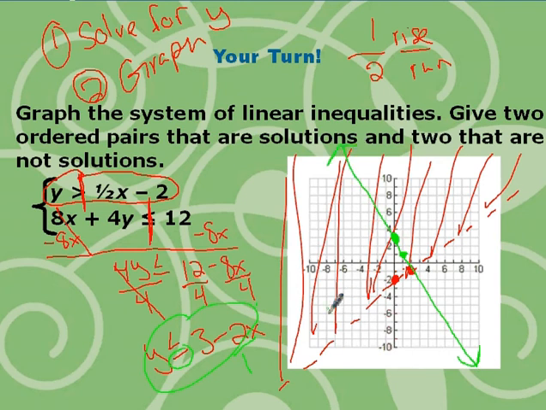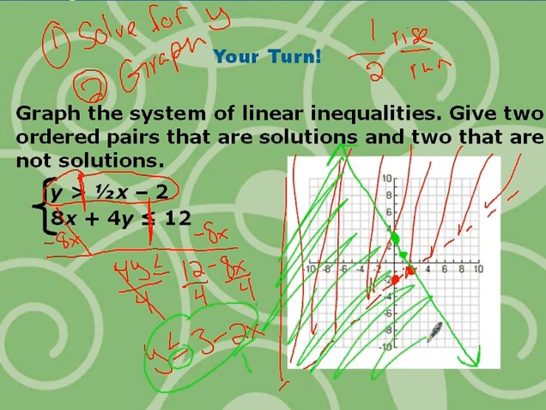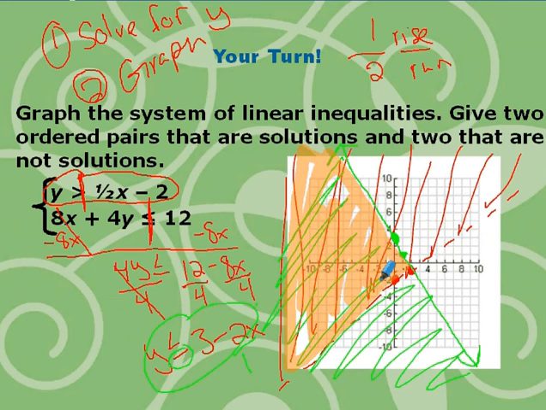Okay, and then y is less than all of this stuff. So we are going to shade down from there. And then again, we look, where does the red and green shading overlap? It overlaps right in here. Okay, and so any point that's inside this orange triangle would be a solution. And anything that's outside of the triangle is not a solution.